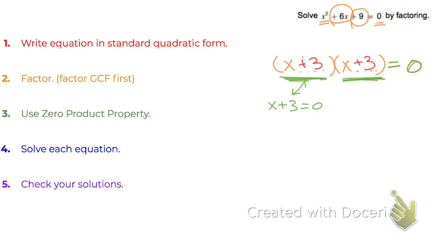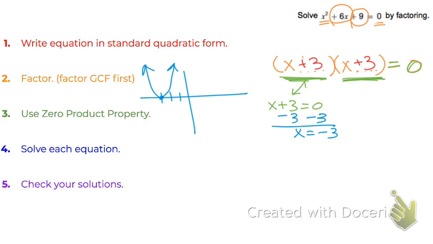So x plus 3 must equal 0. So now we're just going to solve that, and we see that x equals negative 3. So there's just one solution. If we were to graph this equation, this would be one of those that just has one x-intercept. It's just crossing the x-axis at negative 3.